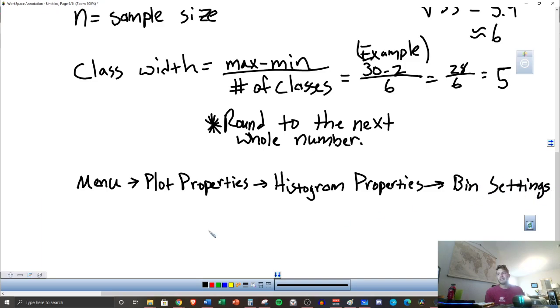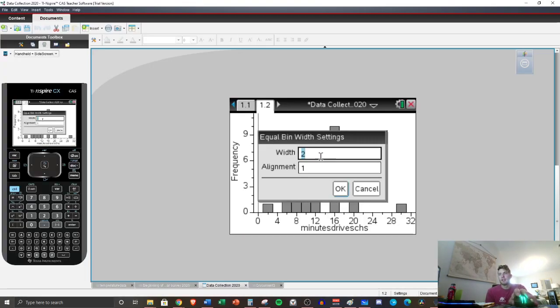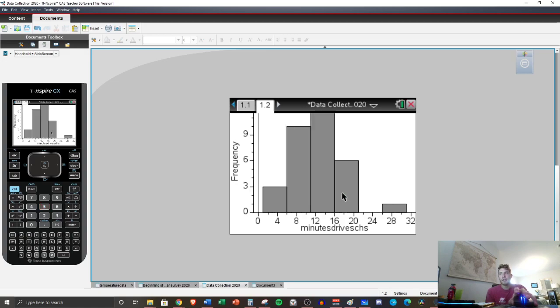There's a lot of steps to this. And this is equal width. Variable width means we just have varying widths across the whole thing. So equal width. So we're going to put the width of what we just got, 5. Alignment, that's fine. Go ahead and hit OK. There we go.